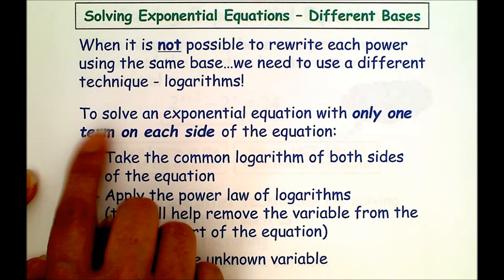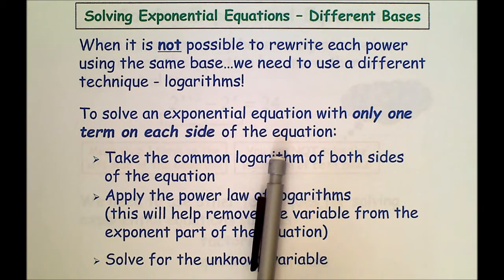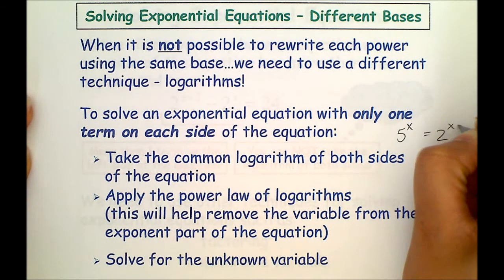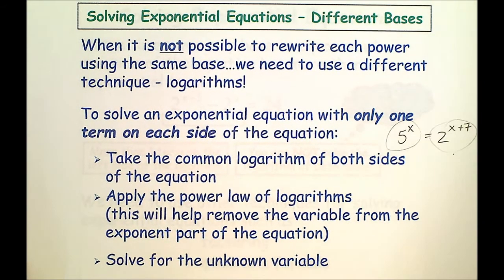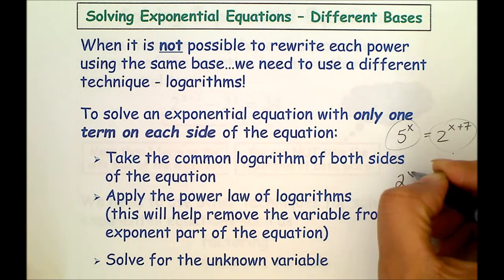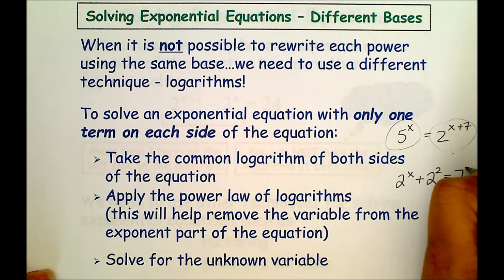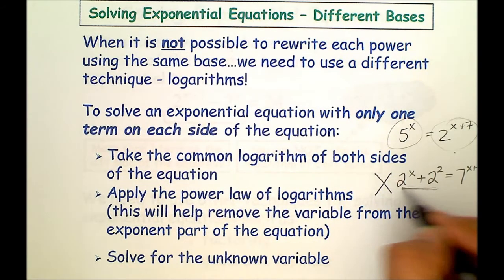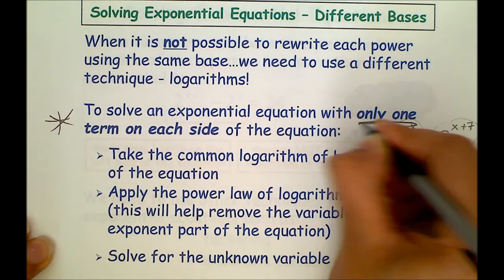Okay, so to solve an exponential equation with only one term on each side of the equation, you can only use this method as long as it's a single term, like 5 to the exponent x equals 2 to exponent x plus 7. This is the only time you can use this method, when you have a single term here and a single term here. If you have something like 2 to exponent of x plus 2 to the exponent 2 equals 7 to the exponent x plus 1, you can't use this method because you have more than one term on one side. So this method only works when you have one term on each side of the equation.